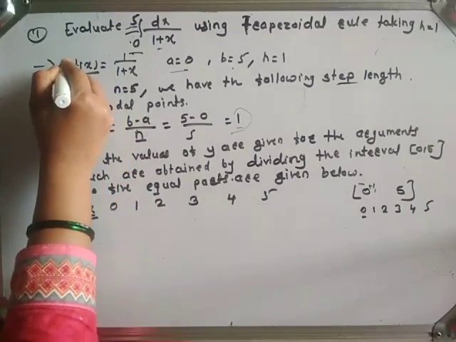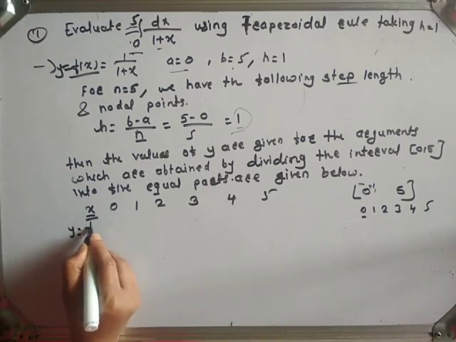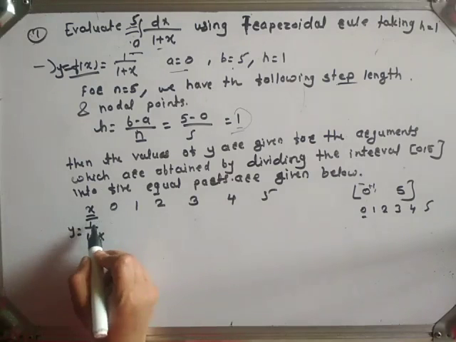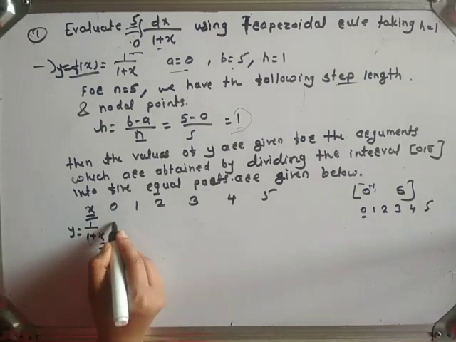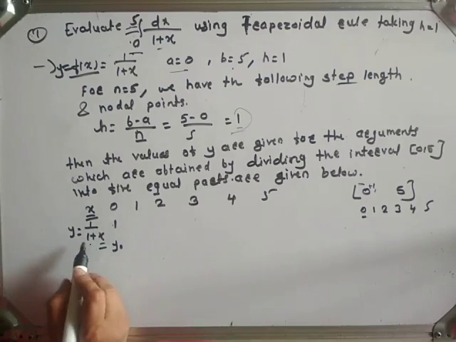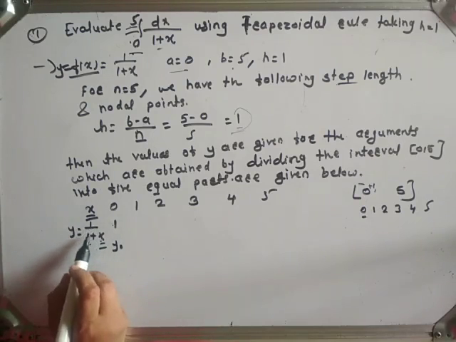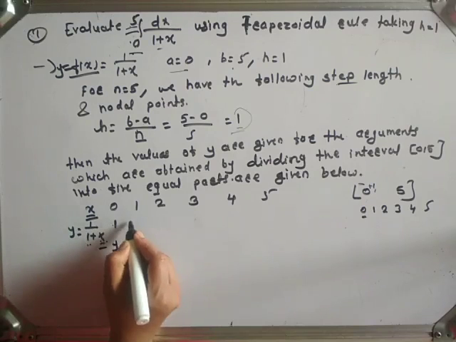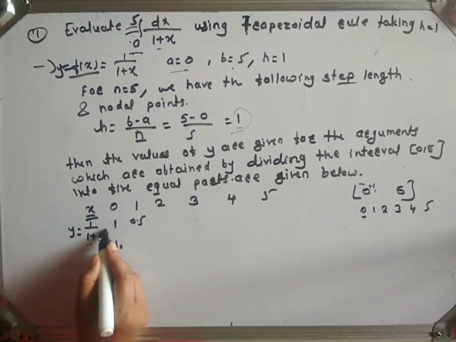f of x means y is equal to f of x. So here y is 1 upon 1 plus x. Okay. So calculate. If you put x equal to 0, then you will get 1 upon 1. This is the value of y0. If you put x equal to 1, then you will get y equal to 1 upon 1 plus 1, which means 1 upon 2. This is 0.5.